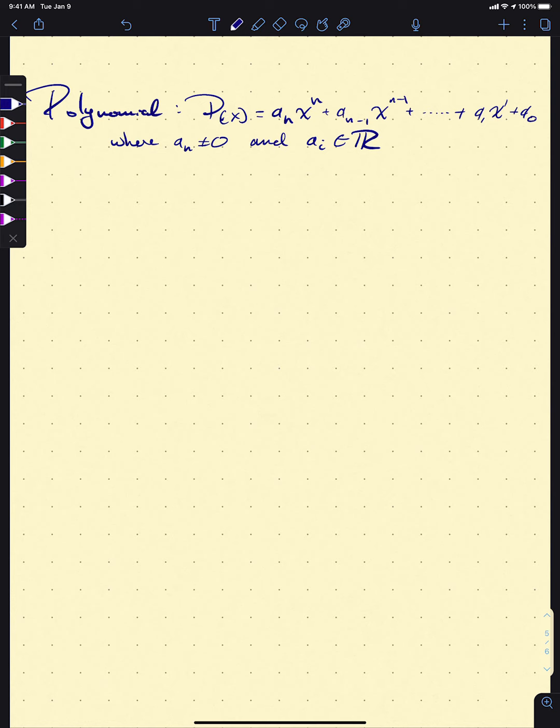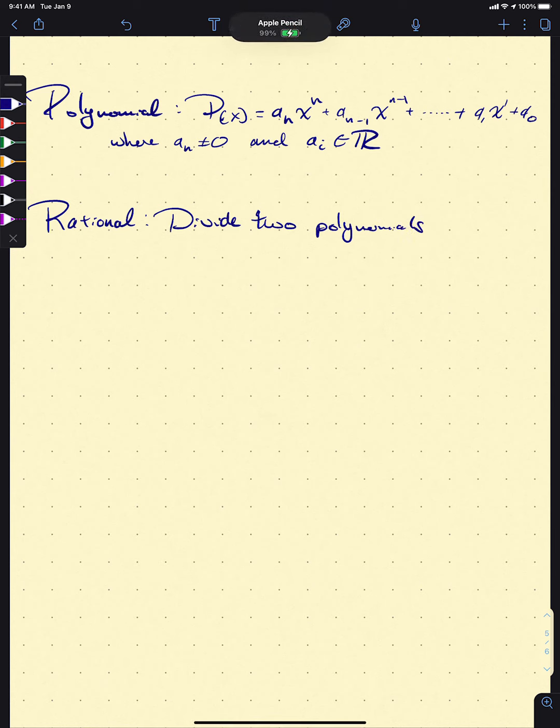So these polynomials are tremendously important for us, okay? And then every once in a while, you'll see real world models that are built of rational functions, right? Which are found by just dividing two polynomials. And so the question is often, well, why do these matter? Okay, and here's the answer.